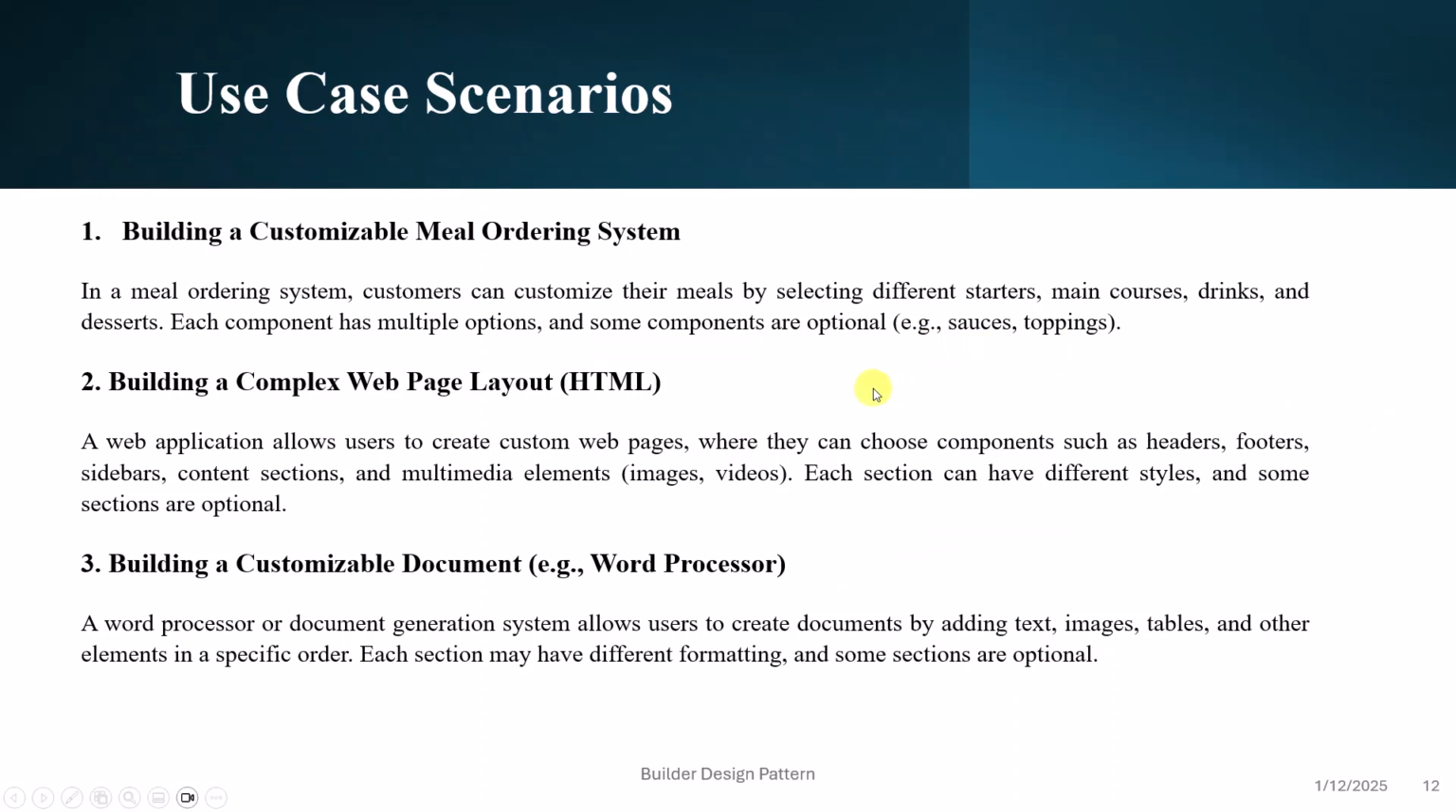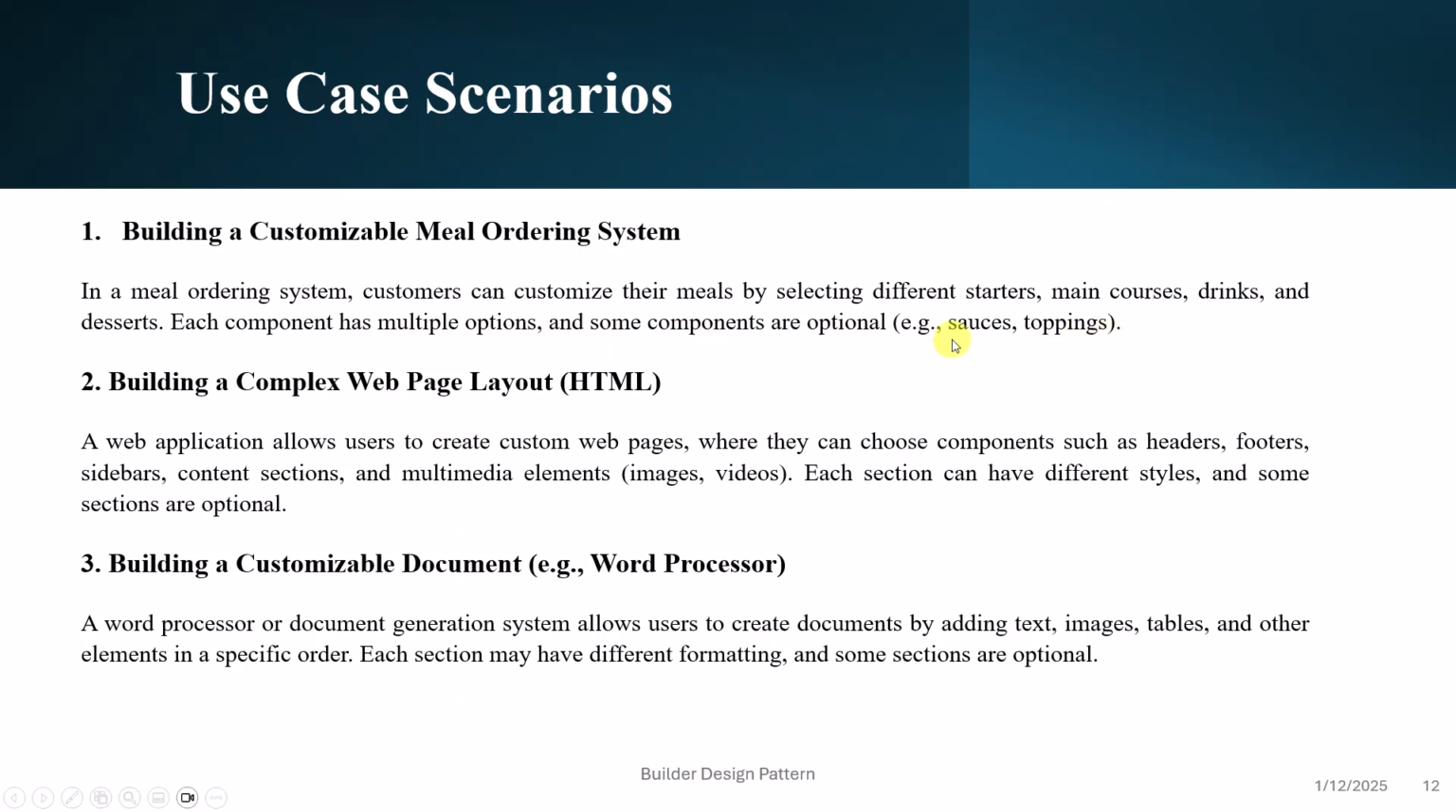Let's go through some use case scenarios here. So where can we use the builder design pattern? Some examples I have given here. The first one is building a customizable meal ordering system. In the meal ordering system, customers can customize their meals by selecting different starters, main course, drinks, and dessert. Each component has multiple options, and some components are optional, like sauce or toppings.